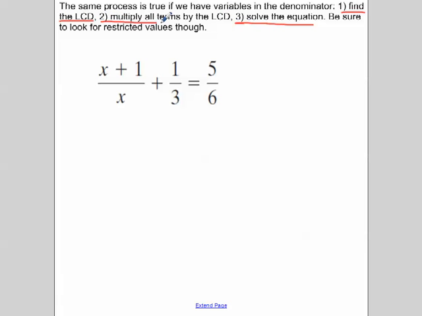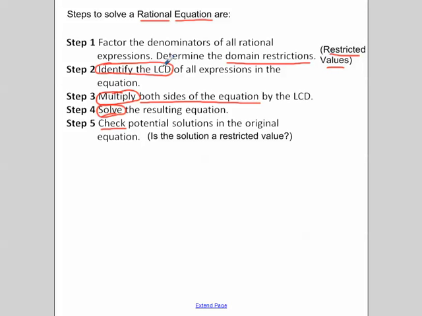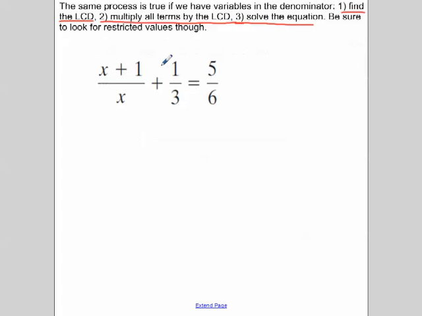the stuff underlined in red is a simplified version of what we had over here. So here are our steps to solve the rational equation. Essentially, find the lowest common denominator, multiply all terms by that lowest common denominator, and then solve. So let's take a look at what we've got here. We've got to pay attention as well to restricted values, but we'll take a look at that in just a second.